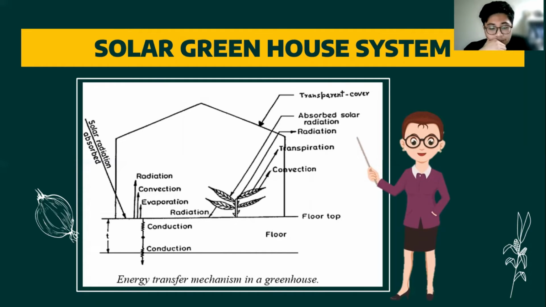And in other words, if the plant needs cooling, the greenhouse will provide tubes installed inside the greenhouse for subterranean air circulation. So next slide.